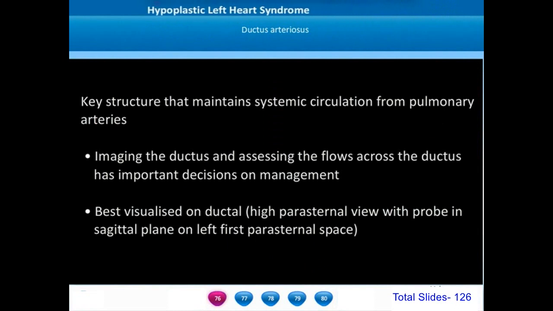The ductus arteriosus or PDA is a very important structure that maintains the systemic circulation from the main pulmonary artery. Imaging the ductus and assessing the flows across it has important implications for the management strategy. The PDA is best visualized on the high parasternal view with the probe in the sagittal plane on the left first intercostal space. This view is also called the ductal view.